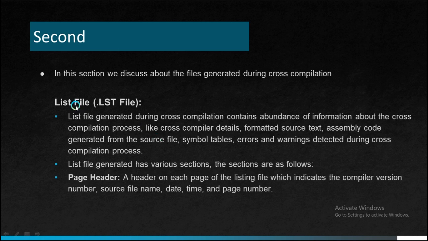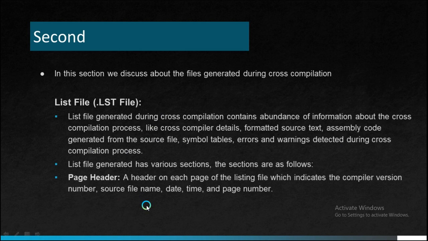First of all, we are starting with the list file. We can write it as a .lst file. So what is a list file? All these files consist of a certain amount of information that is required for cross-compilation. The information included in the list file is as follows: cross-compiler details, formatted source text, assembly code generated from the source code, symbol tables, and errors and warnings detected during the cross-compilation process. So the list file is quite a huge file.